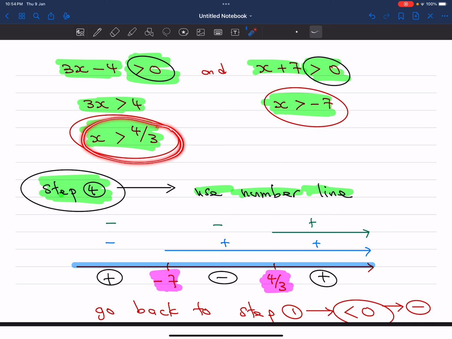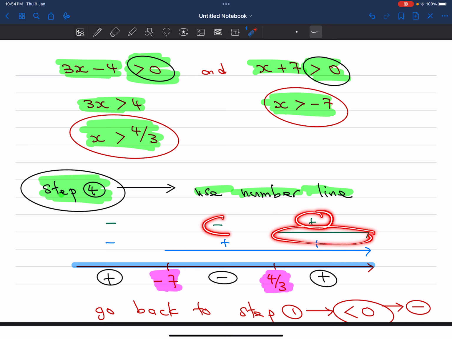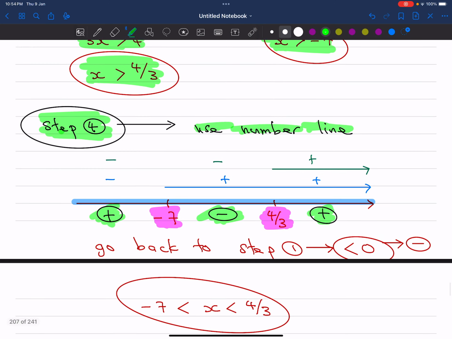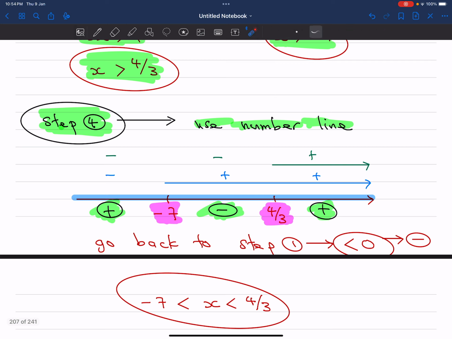Repeat. X more than 4 over 3. I go to 4 over 3. More than, go to the right hand side. There's an arrow, put positive. No arrow, put negative. Now, negative and negative, of course you are going to get positive. Negative, positive, you are going to get negative. And finally, positive and positive, you are going to get positive. Now, which one are we going to take? Are we going to take the positive part or the negative part?